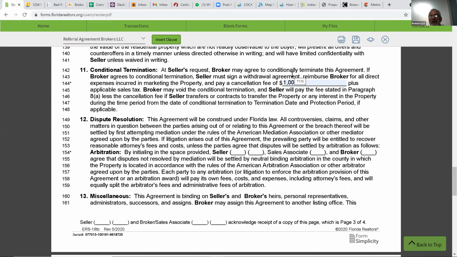So what you're going to have to do, either you cancel or you ask your broker if the broker agrees to conditionally terminate this agreement, okay? If you don't have any amount in there, that means that if the broker agrees to cancel the listing without any penalty, you're not getting anything. So always, as a listing agent, just put any amount in there. You can put $500, you can do $300, any amount that you want to do, but it's important to have an amount in that line.